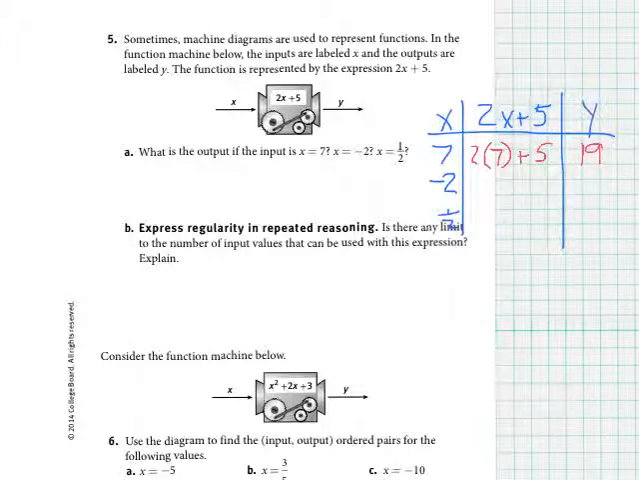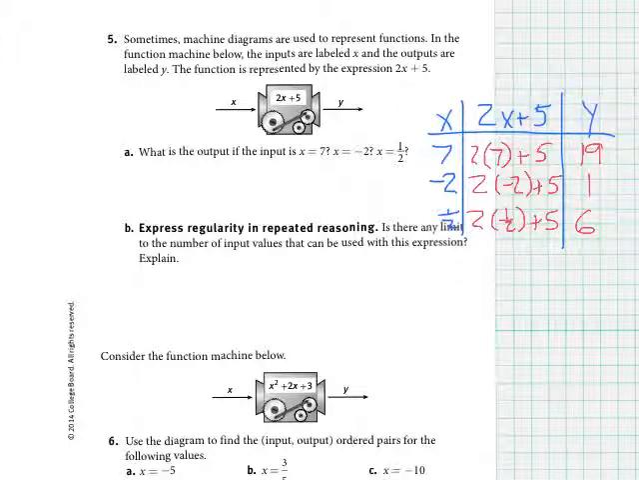Okay, I plug in a -2, so 2 times -2 plus 5. 2 times -2 is -4, plus 5 is 1. And then I plug in a half, so 2 times a half plus 5. Well, half of 2 is 1, plus 5 more is 6. Okay, so an input-output table is a good way for us to be able to write and list out inputs with a specific function and corresponding with an output.